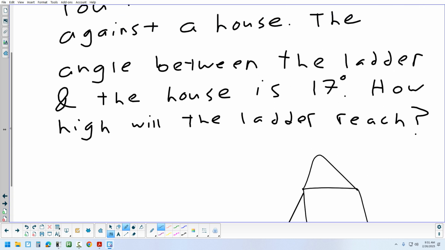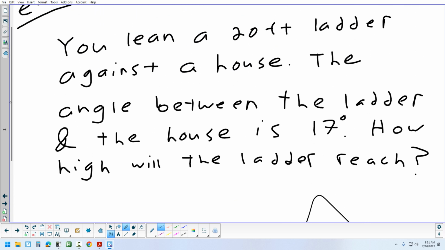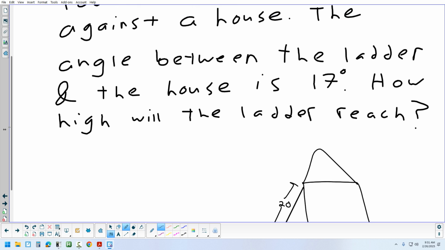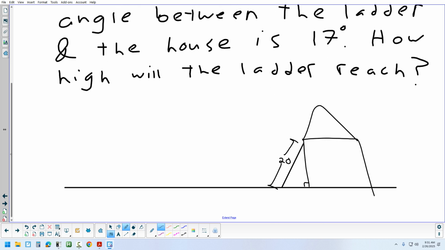And what do we know that we can label in that diagram? The ladder. How long is that? 20 feet. So the ladder is 20 feet. That's from there to there. The angle, where? Up on the top, right next to the house, between the ladder and the house. The other angle they could have given you is between the ladder and the ground. They didn't, and we don't need that. But we do need the angle between the ladder and the house. All right.